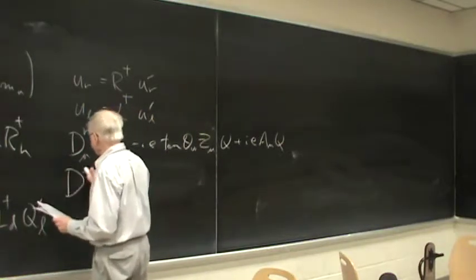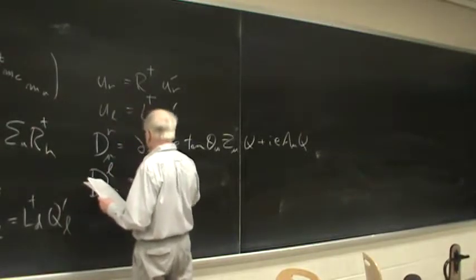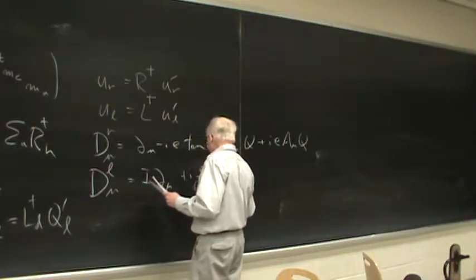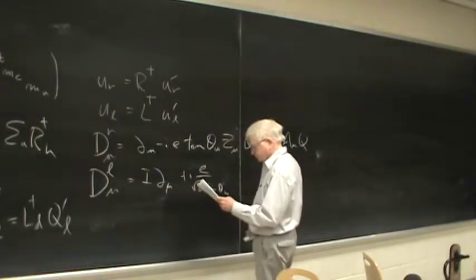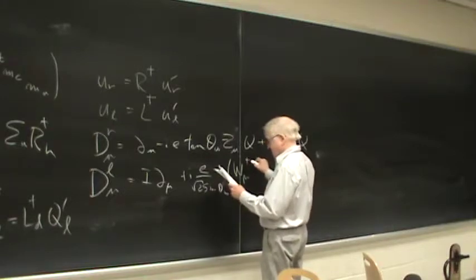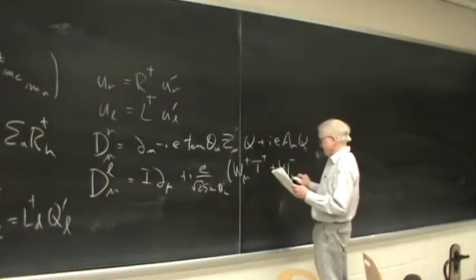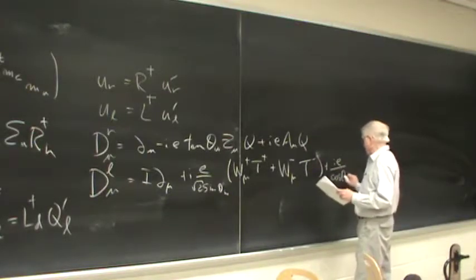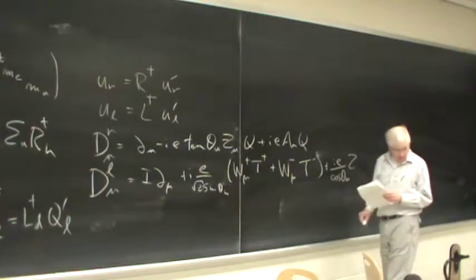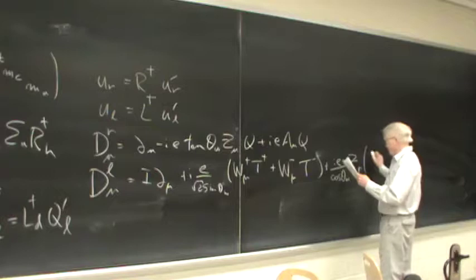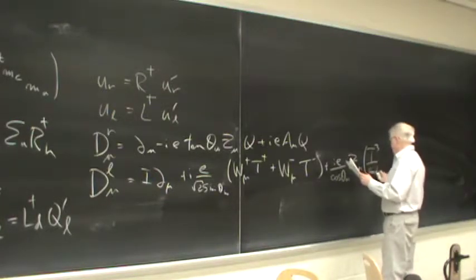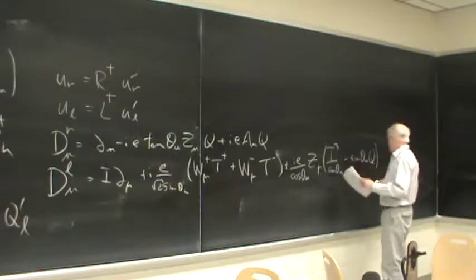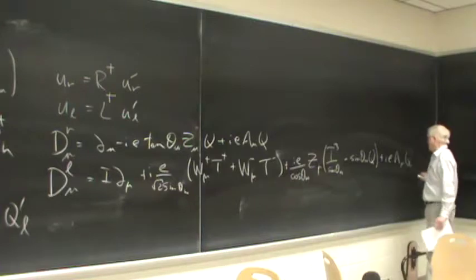And in particular, the left D mu, well, it's the 2 by 2 identity, d mu, plus i e over root 2 sine theta W, and now it's W mu plus T plus, W minus mu T minus, plus i e over cos theta weak, or theta Weinberg, Z mu, T3 over sine theta W minus sine theta W Q, and then plus i e A mu Q. Okay.